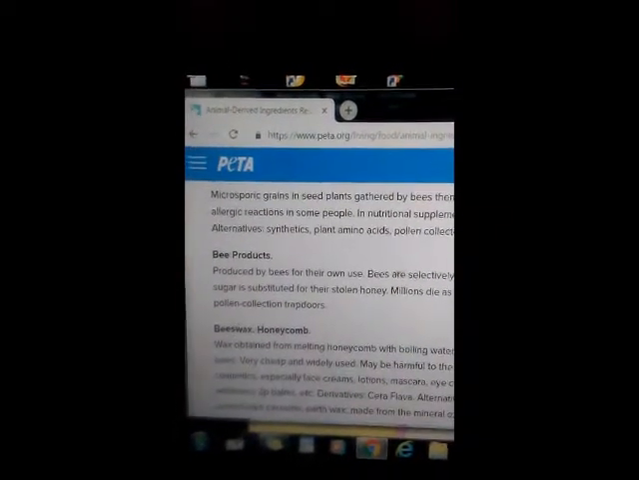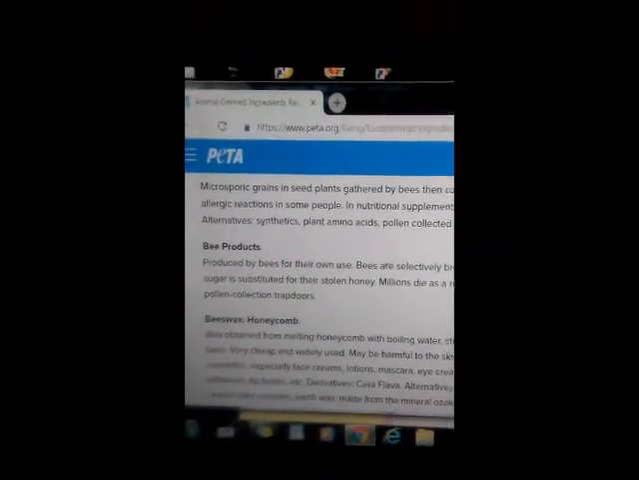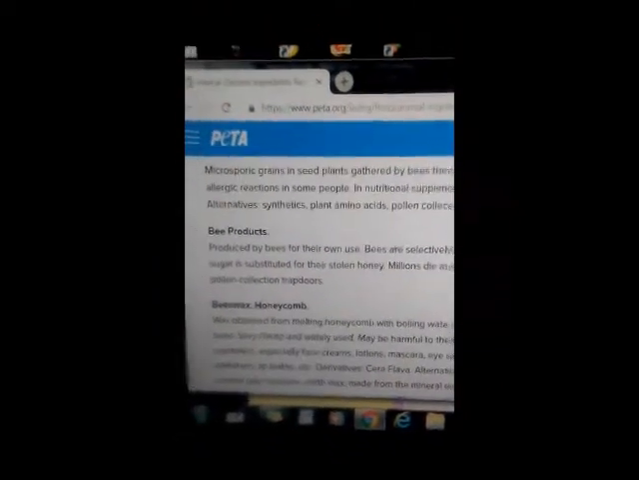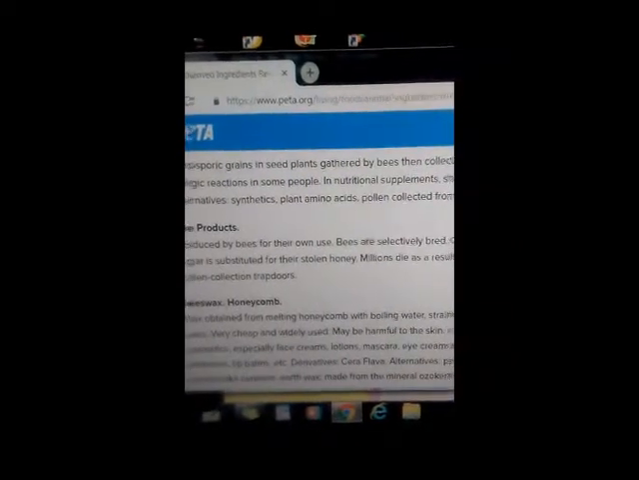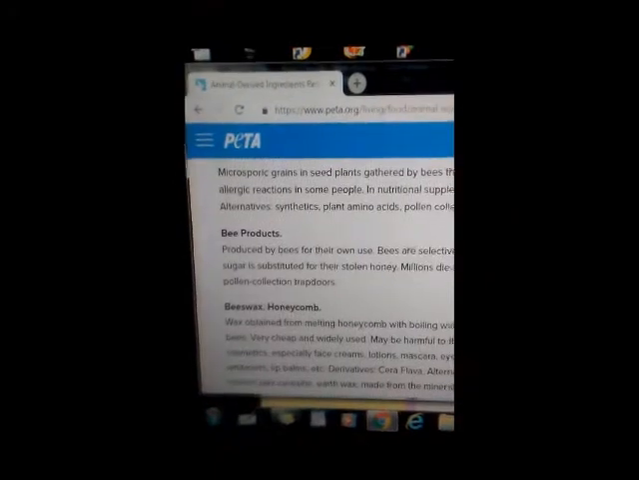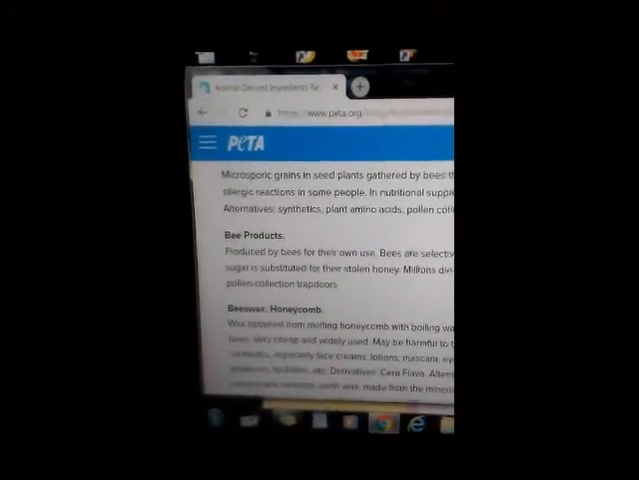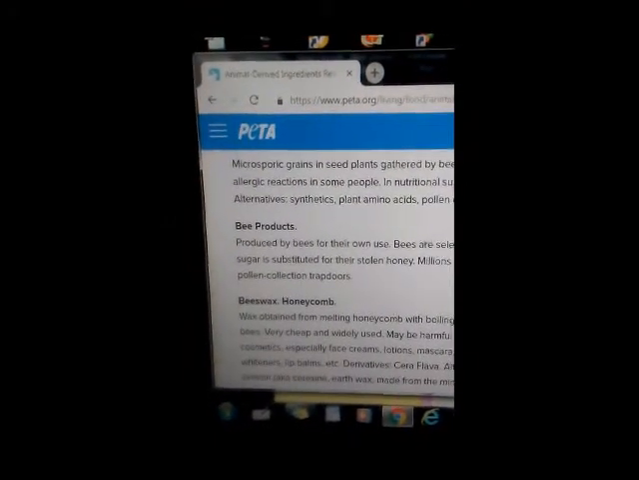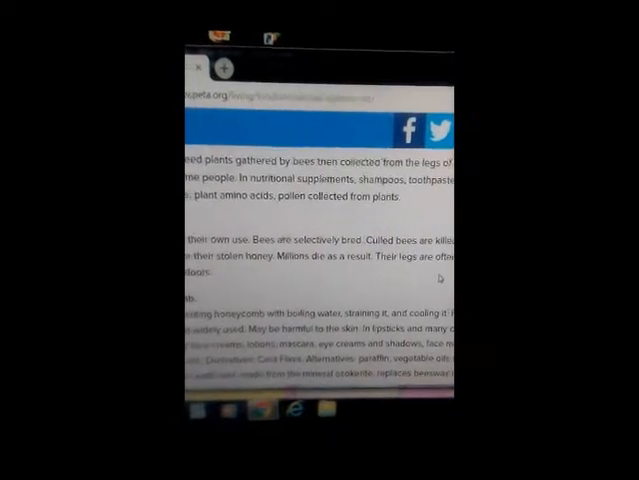So now let's talk about the cruelty and inhumane treatment of animals. I'm just going to mention this part. Now I'm not against having anything to do with any products of bees, but the way they are practicing getting these ingredients to make products from these animals is just very cruel. You got products produced by bees for their own use. It says bees are selectively bred. Bees are killed.